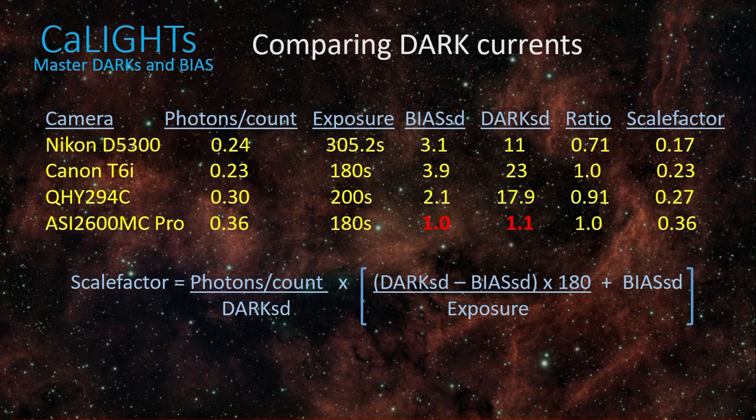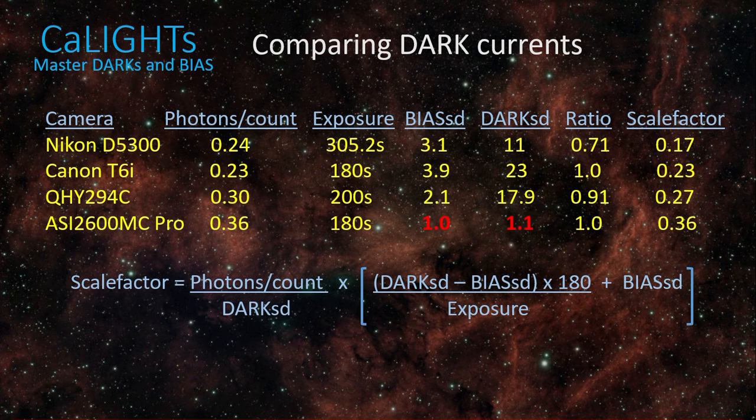Phew! All those masters lead up to this table. Only my Nikon D5300 and QHY 294C Master Darks are different exposure lengths. In order to be able to compare all four cameras, I need to adjust the Master Darks so that they were effectively the same exposure lengths. To accomplish this, I used what amounts to a dark scaling equation to figure out how to adjust the photons per count value. I chose to call these adjustment values scale factors.